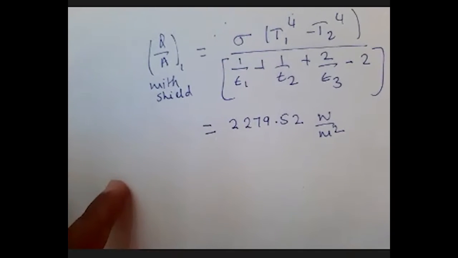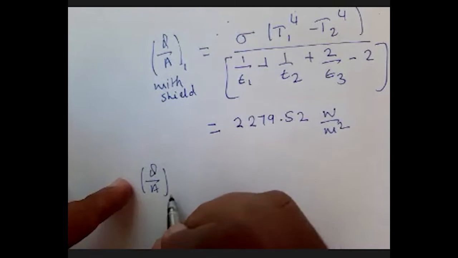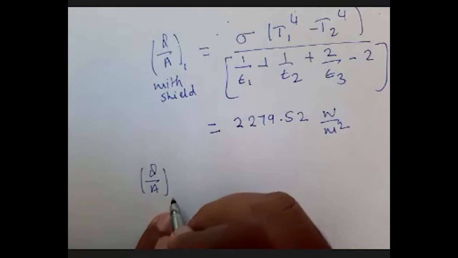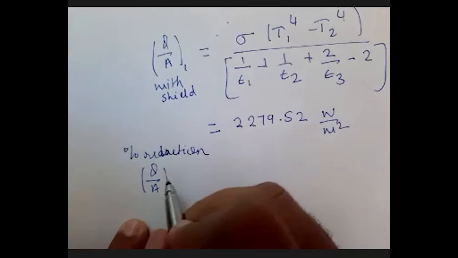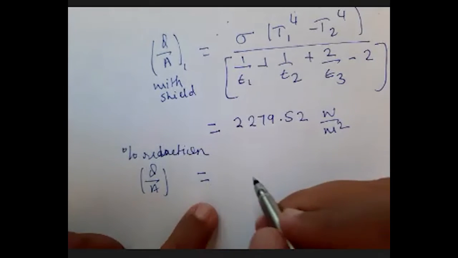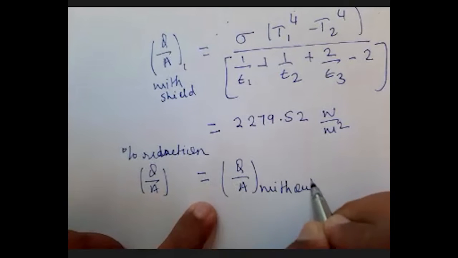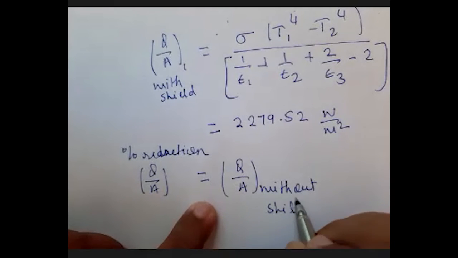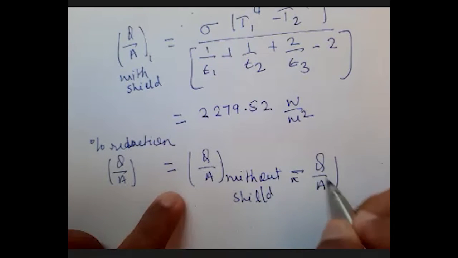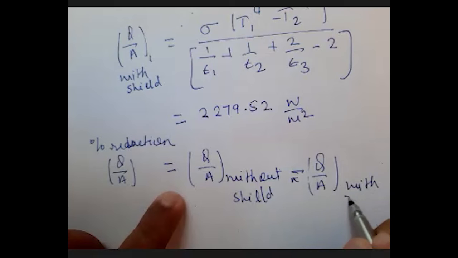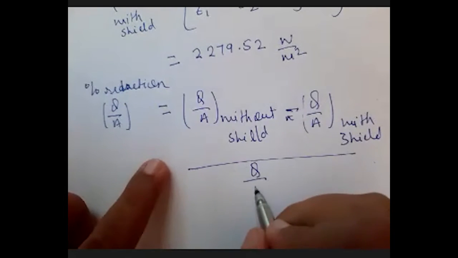So the percentage of reduction in heat transfer, the percentage reduction in heat transfer rate per unit area, is equal to Q by A without shield minus Q by A with shield, divided by Q by A without shield.